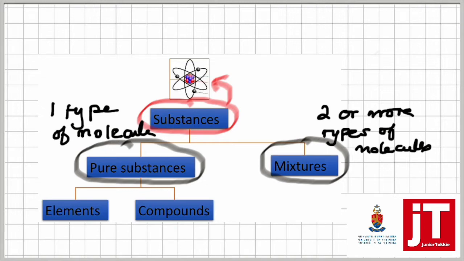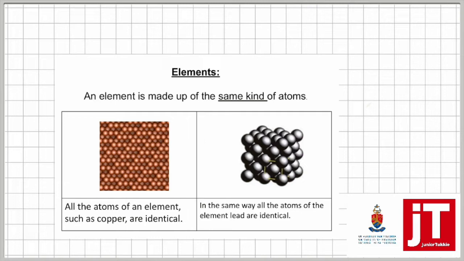We then make a further distinction when we look at elements and compounds. Now, elements, as we know from our previous video, are made of atoms, all of the same kind. We will look at compounds in more detail in this video. So, just to recap what we covered last time, we saw that every element is made up of the same kind or a unique atom. So all of the atoms of copper are unique to copper and they are identical to one another.